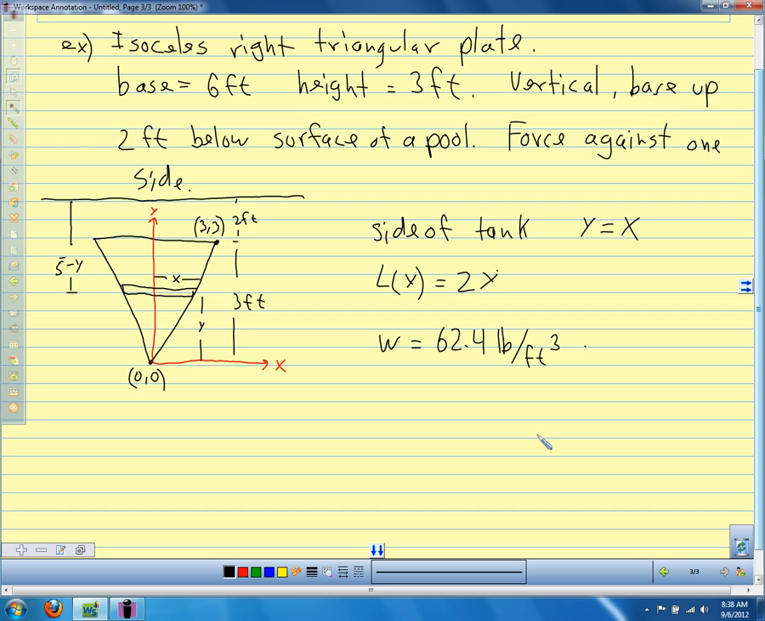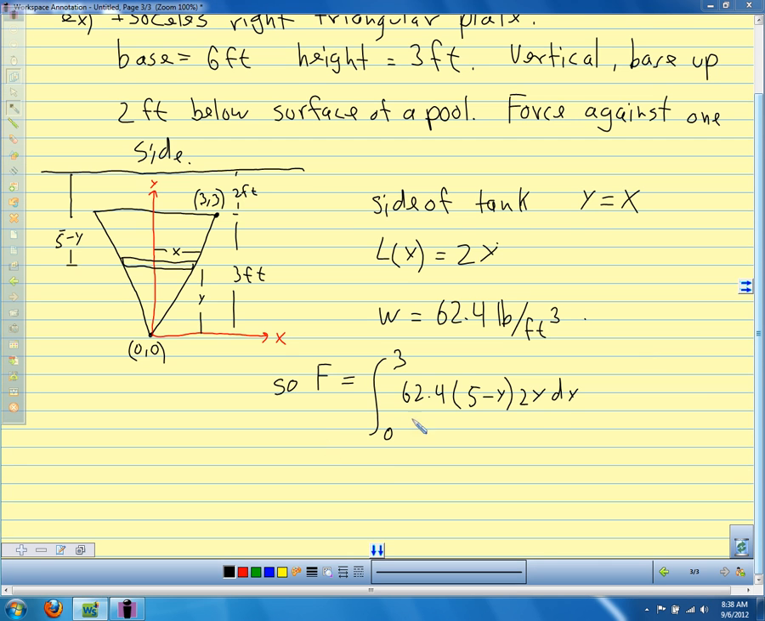So now we can set up our integral. So our force is going to be the integral from 0 to 3, integrating over the vertical surface, of 62.4 times our depth below the surface, 5 minus y, times our area. 2y is our length function, and our thickness is dy. And this is not a difficult integral to evaluate. We just have a polynomial.